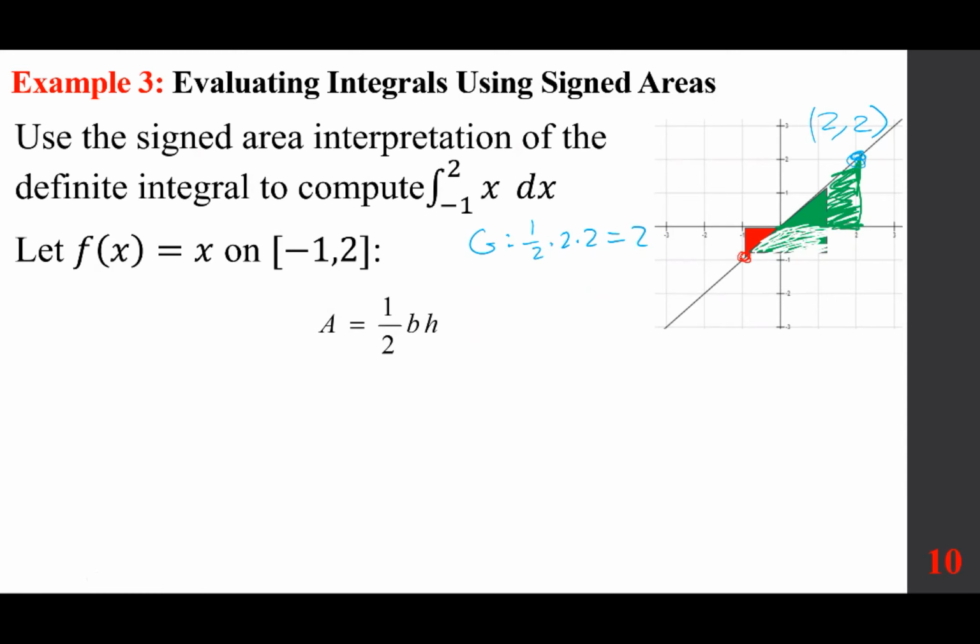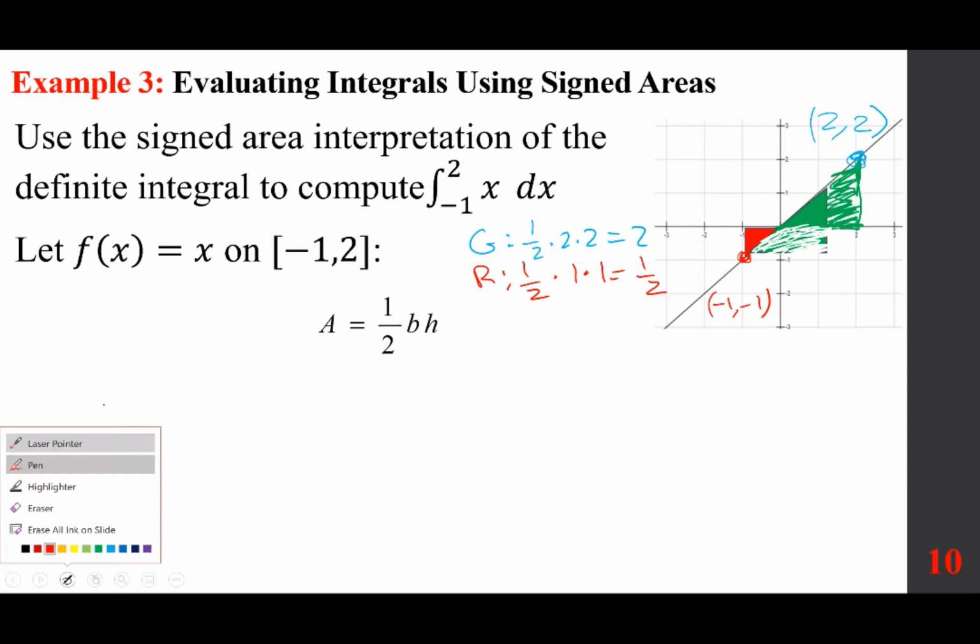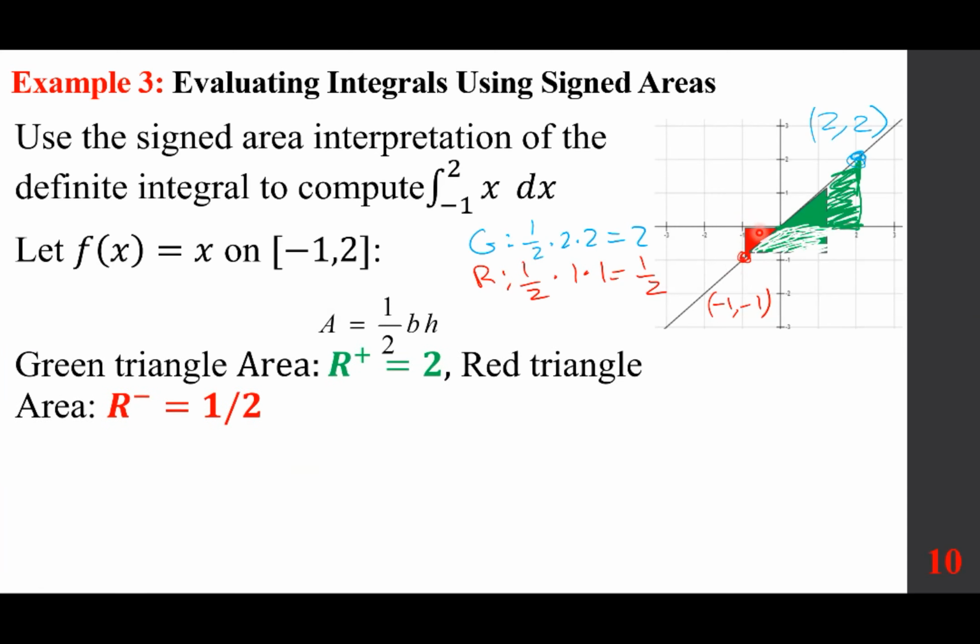For the red one, this point has coordinates (-1, -1). So for the red one it is 1/2. And remember, you look at the distance, so times 1, which makes it 1/2. It's important to know we are looking at the area. And so this distance and this distance, each one is 1. So that's what we have. So we are going to subtract the red area from the green area. 2 minus 1/2 is 3/2.